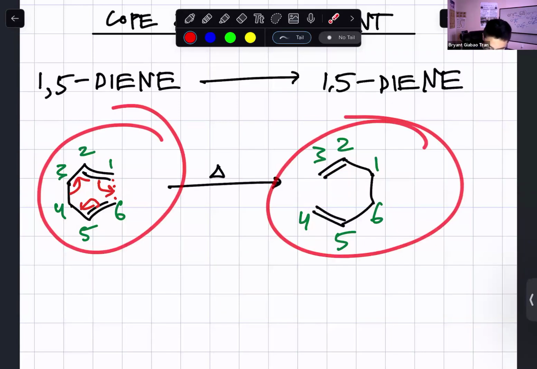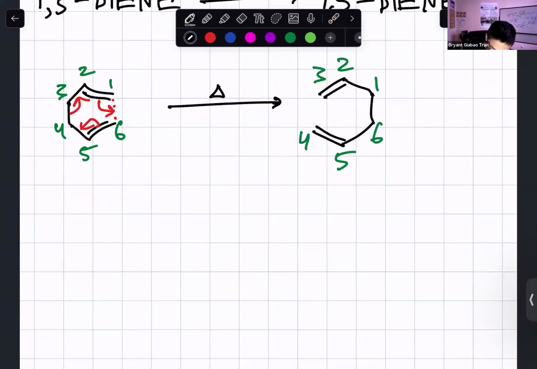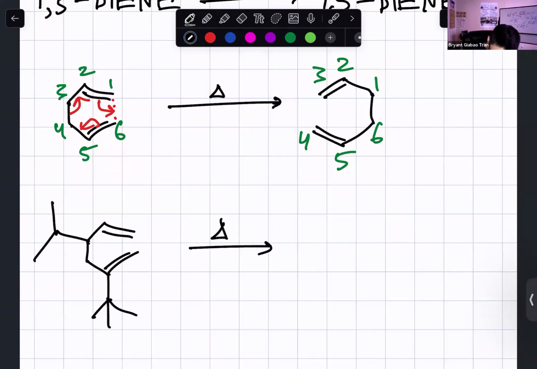You could say that they are identical, which they are. So they don't usually show up in this form. They usually show up with some kind of R group attached to one of the groups. Like let's say isopropyl here and tert-butyl down here. If you react that with heat, do the Cope rearrangement arrows, this is the product you would get.